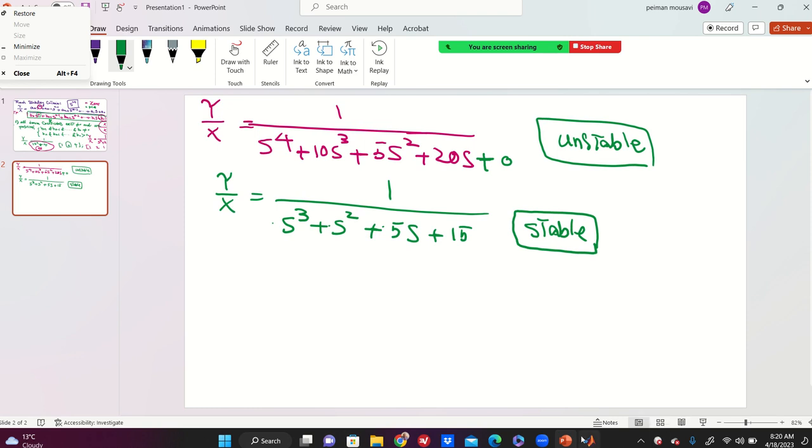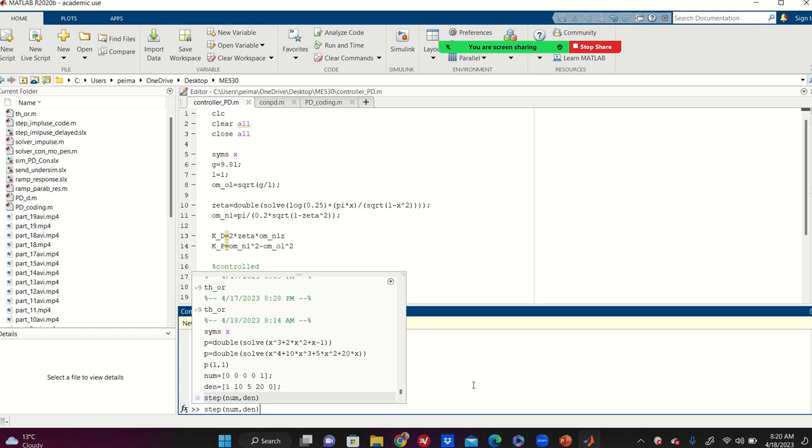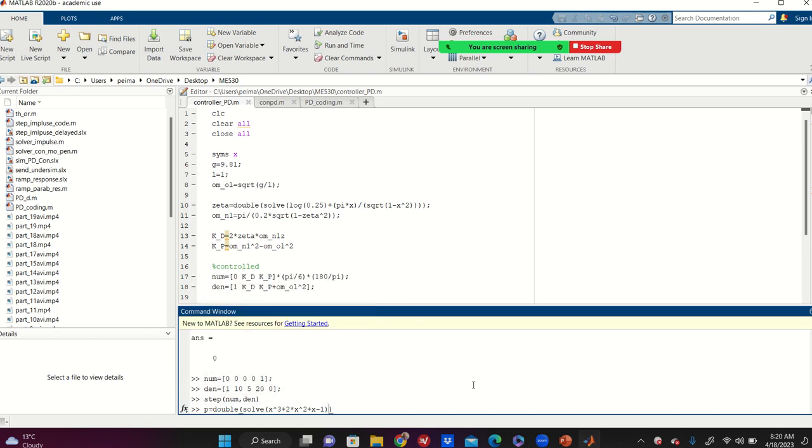If I go to MATLAB, 1, 1, 5, 15. Oops! You have a pair of complex conjugate poles on the right hand side. Your system is unstable, guys. Interesting, right?